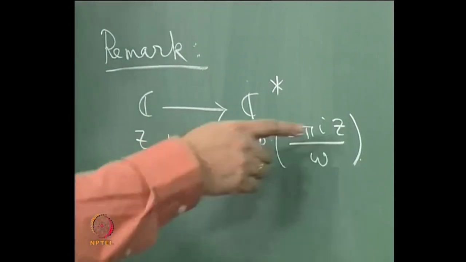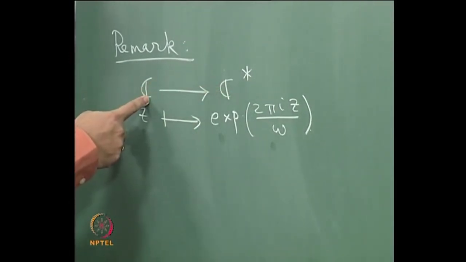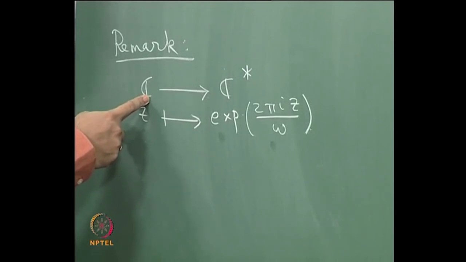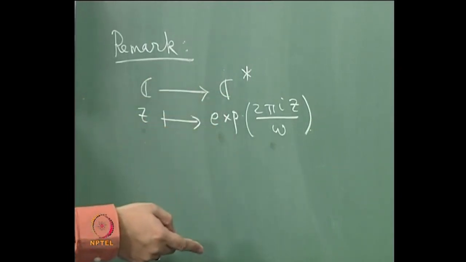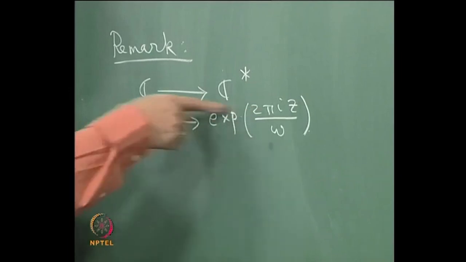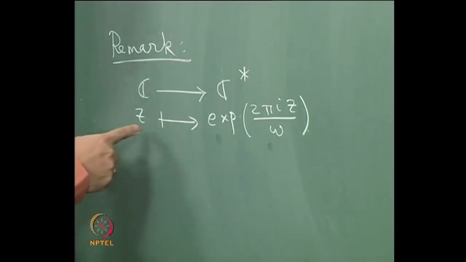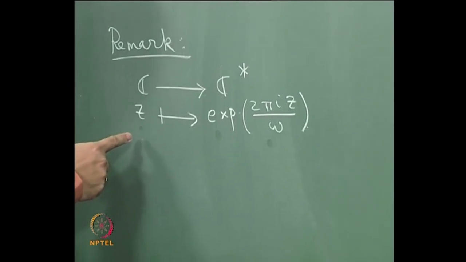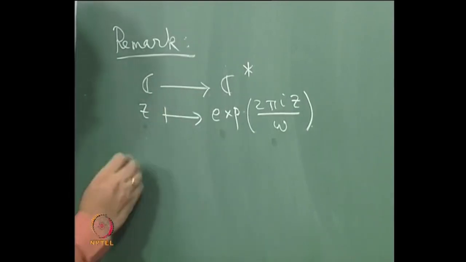Now you can easily check that this is a covering map, therefore it is a universal covering. You can check that the deck transformation group is just translation by integers, because the kernel of this map is exactly the integers. So let me write that down.